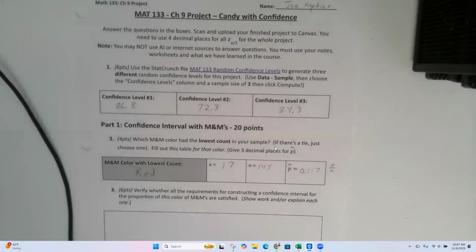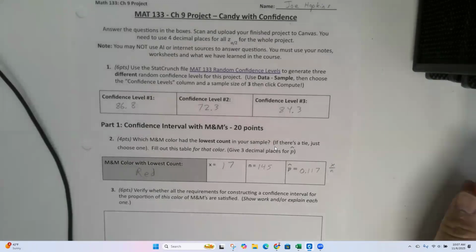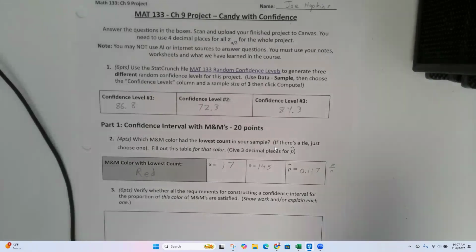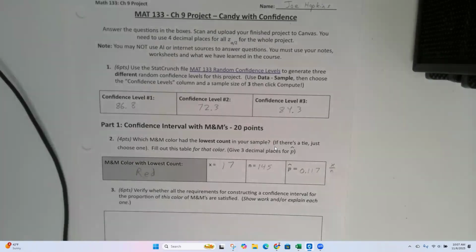But is 11% close to 16? Is it not close to 16? Is it close enough? That's what confidence intervals are going to allow us to do. We know that we're not going to be perfect because it's a random sample, but we can be 95% accurate. We can be 98% accurate.